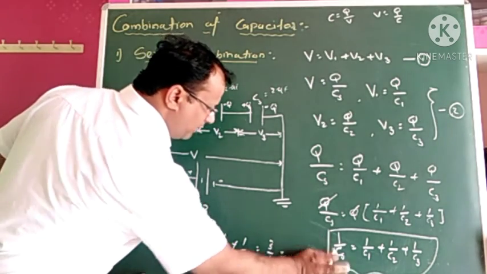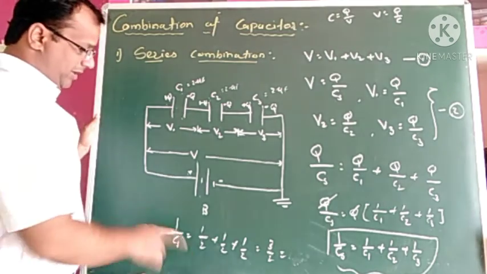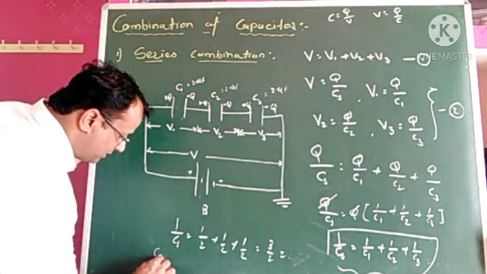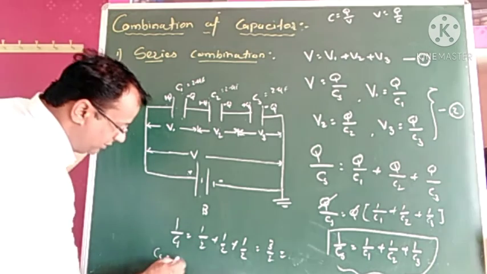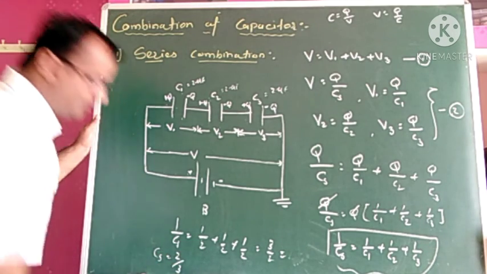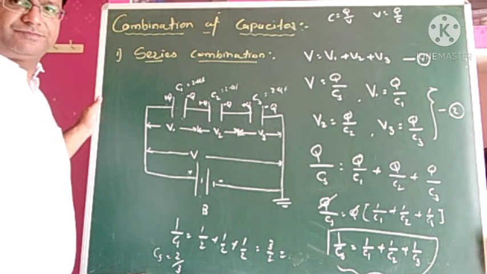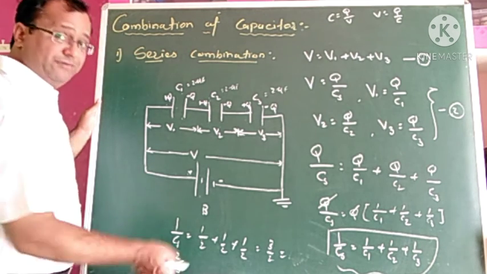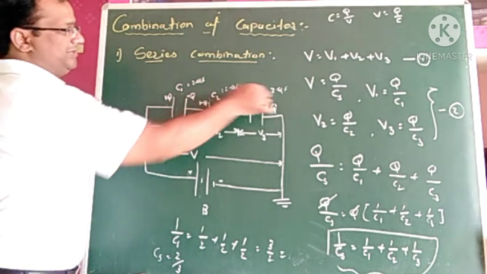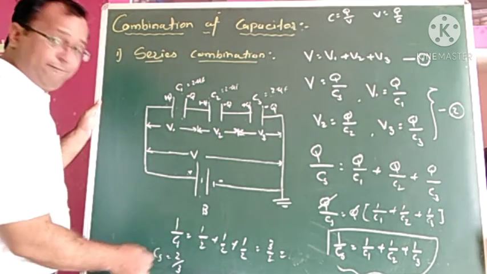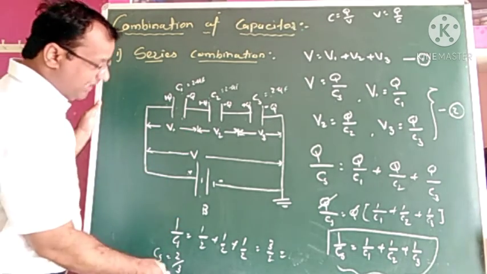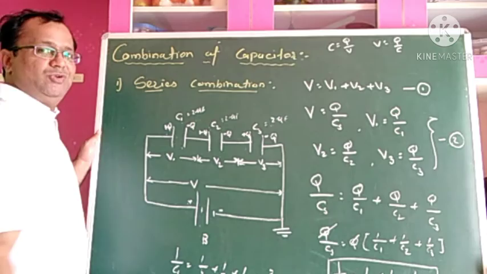Or simply we can substitute as it is. Now this is 1 upon Cs, but we want to find the value of Cs. So the effective capacitance equals 2 by 3. This value 2 by 3 is less than 2. So that's why the effective capacitance in a series combination is less as compared to the individual capacitances.